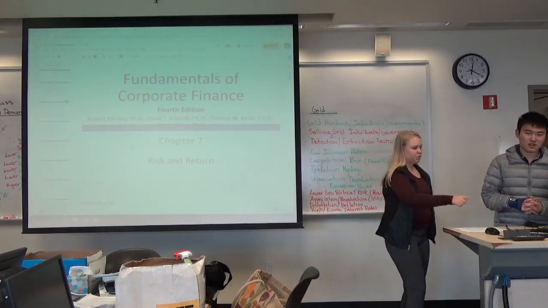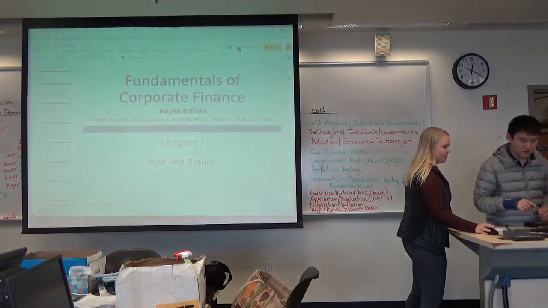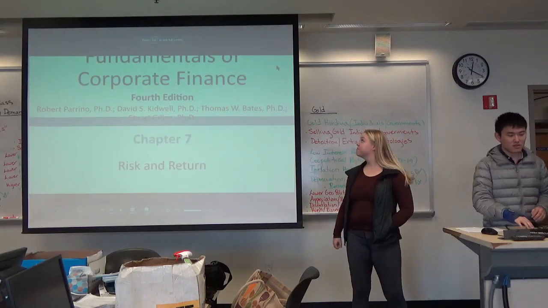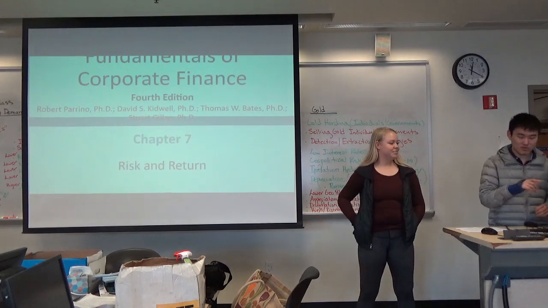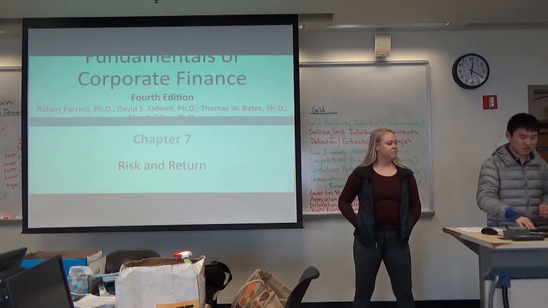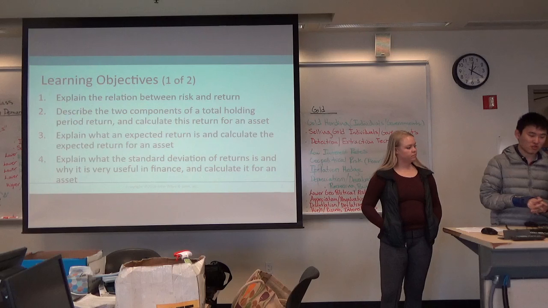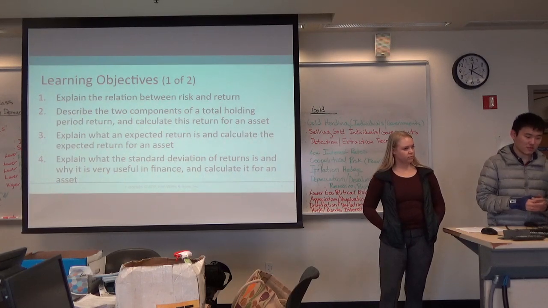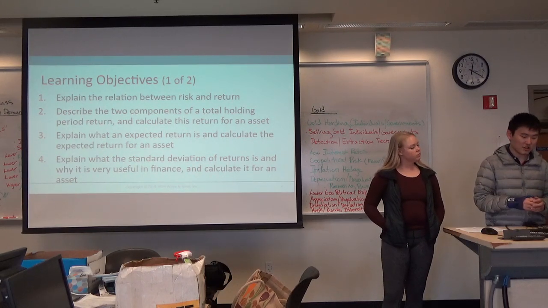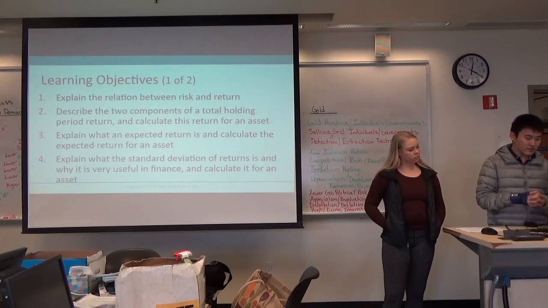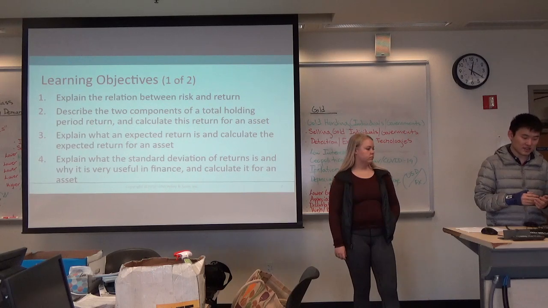Alright, so today we're going to be talking about the fundamentals of corporate finance, or more specifically Chapter 7 on risk and return. The learning objectives are to explain the relation between risk and return, describe the two components of a total holding period return, and calculate the return for an asset. Explain what an expected return is and calculate the expected return for an asset. And explain what the standard deviation of returns is and why it's important in finance, and calculate it for an asset.